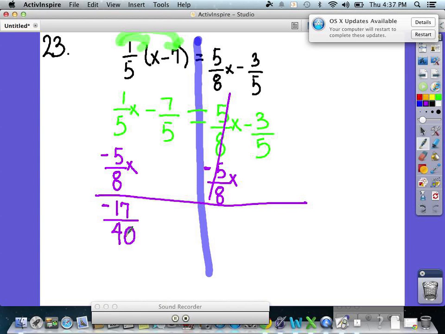Just use your calculator. 1/5 minus 5/8 is -17 over 40. Don't forget, bring down everything else. Keep up with your variables.